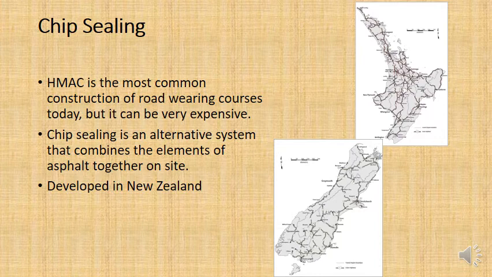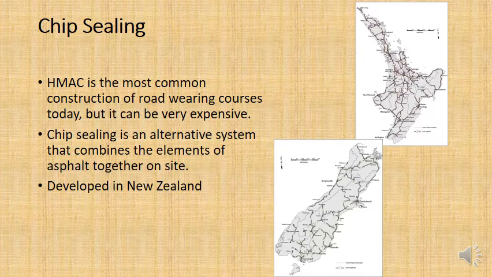Well, New Zealand needed to develop a way to bring the cost of roads down for the amount of money you spend per kilometre of road. And so they developed a new alternative to HMAC called chip sealing. And this is basically where the elements of asphalt, namely aggregate and bitumen, are not mixed together before they get to site and then placed on the ground. No, they're brought separately and then they're applied to one another in a special way.